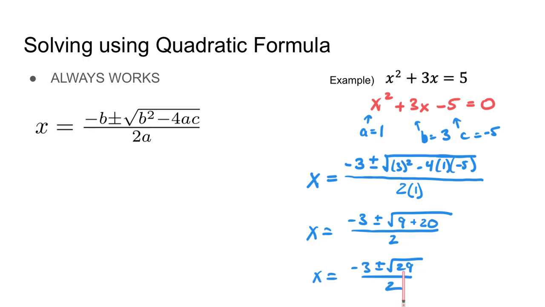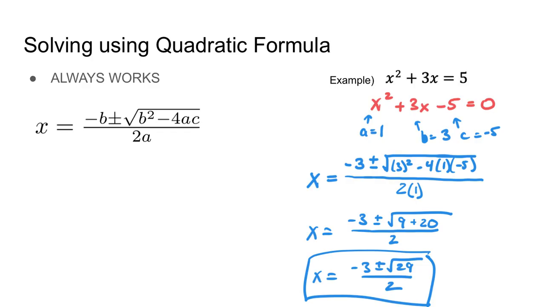Now I'll think about that square root of 29, and I'll say, is there a perfect square that divides into 29? No, there isn't. So this is, in fact, my final answer. If you would type that in your calculator, you'd get some crazy decimal. That crazy decimal is the answer to this problem.